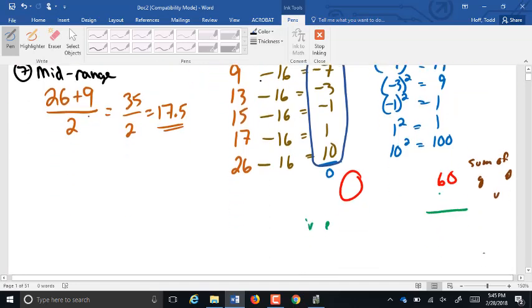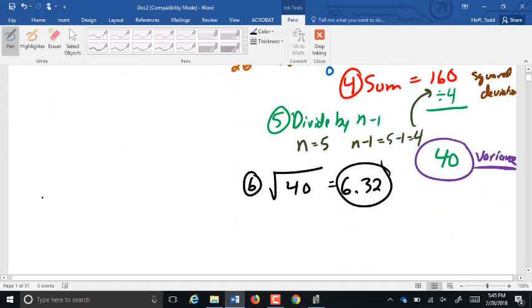Now, we found in this data, we didn't have a mode, but we have a median of 15 and a mean of 16.